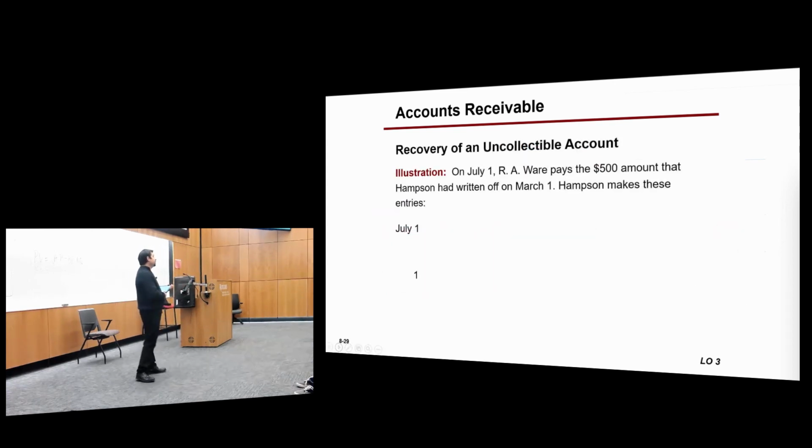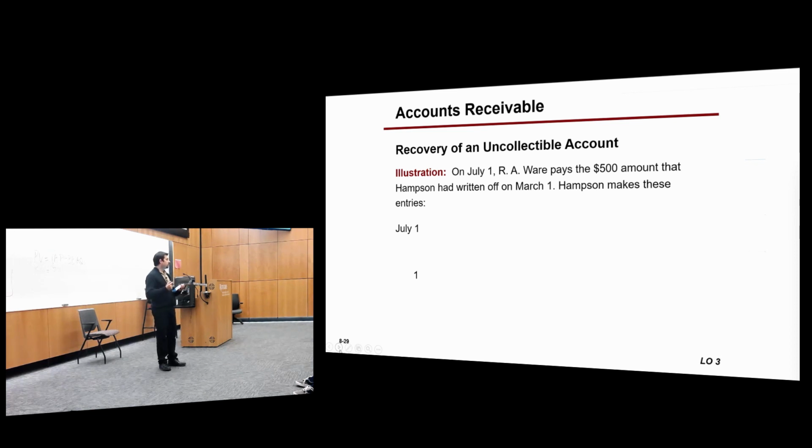This is where the company receives the money from the customer after they have written off that account. So they lost hope, they wrote off the account, and then all of a sudden the customer comes back and pays that amount. This is what Jason was asking about. What do you need to do? First of all, you need to reverse that write-off entry.